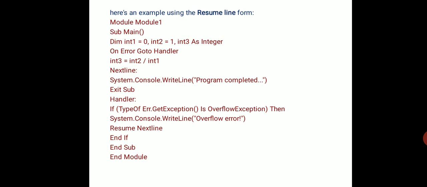So it will resume at the line next to the error. The error statement is int 3 equal to int 2 divided by int 1. It will resume the next line. The next line is system.console.writeLine, program completed. So the output of this program will be overflow error, program completed.